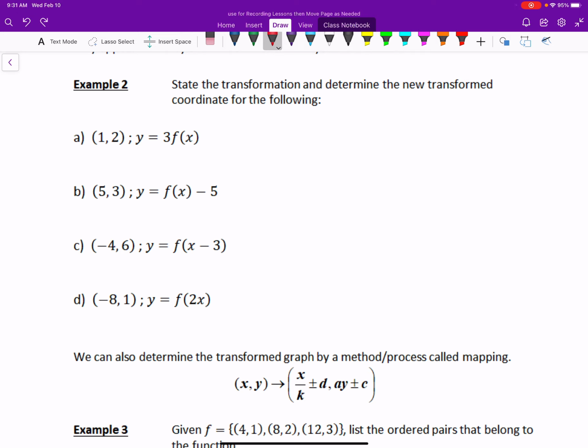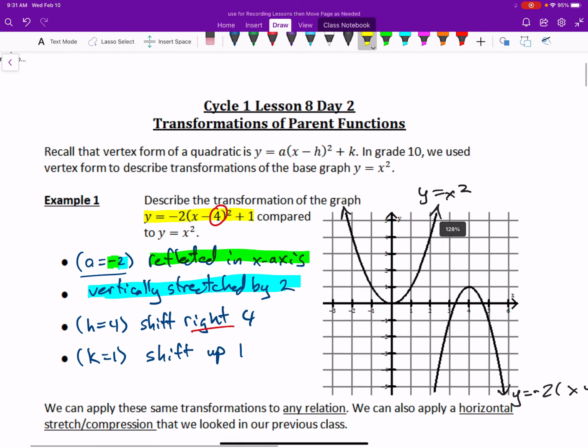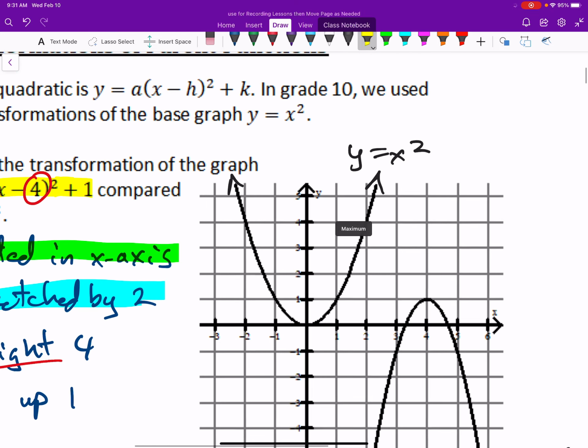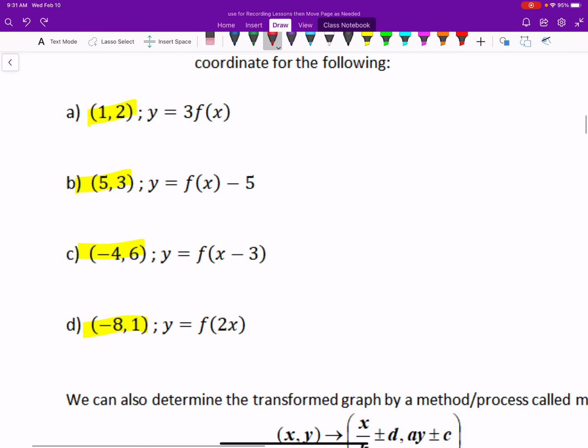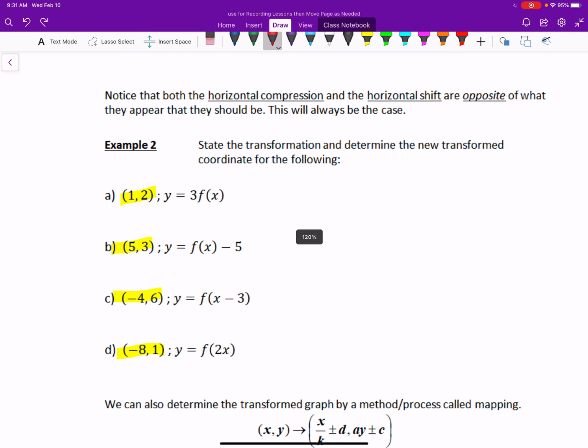So we can transform individual points. We've got these points here that we want to transform. We can have a whole function like this quadratic here, but I don't have to transform the whole function. I could just transform this single point. I could reflect this point in the x-axis, I could reflect it in the y-axis, I could move it closer to the x-axis, I could shift it up or down, I could shift it left or right. So I can do a single point. I don't have to do an entire graph. And that's all this is about. It's just taking one point and applying transformations.